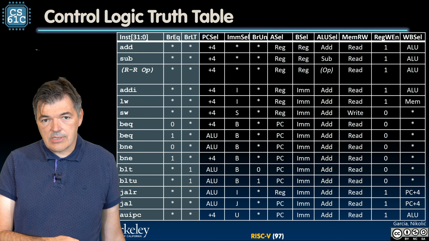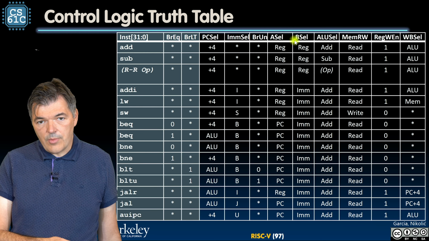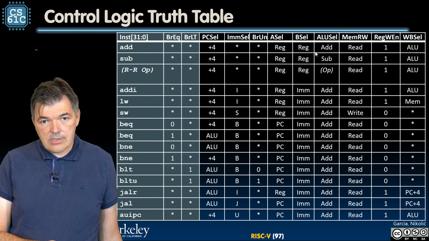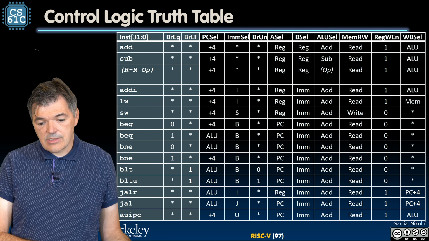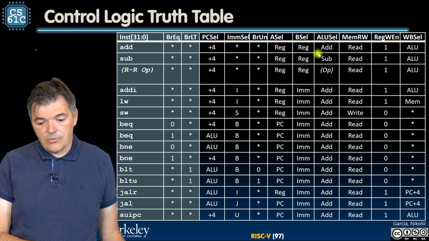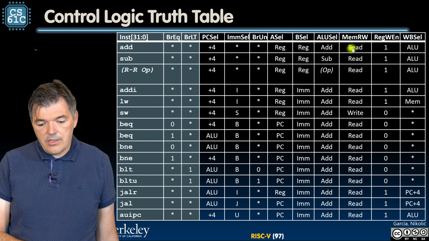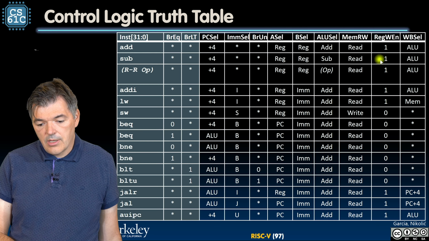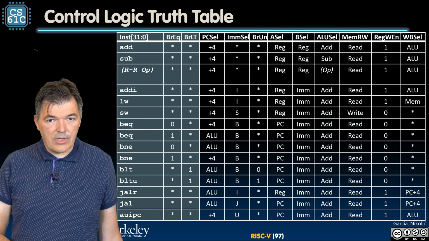Also, branch signedness does not matter either, because we are not executing a branch, but A select and B select signals do matter, and they should be taking the inputs from the registers. ALU select is a 4-bit control signal because the ALU can do quite a bit of stuff. In this case, we're going to set its control bits to do the addition. And then memory read-write is going to be set to read, register write enable is going to be 1, and finally write back select is a 2-bit control signal that will be set to write back from the ALU.